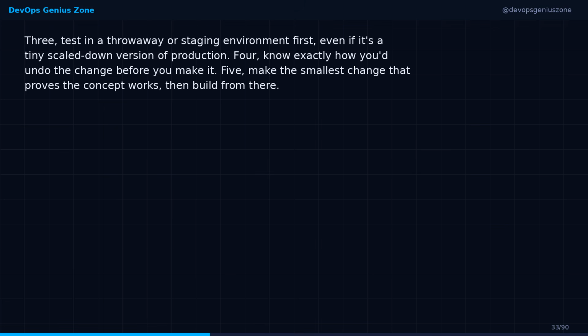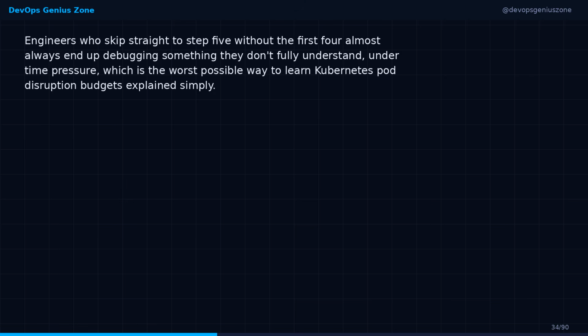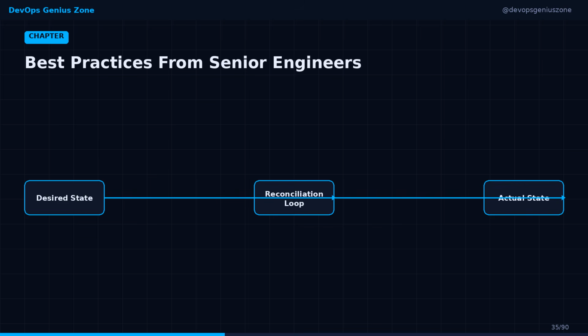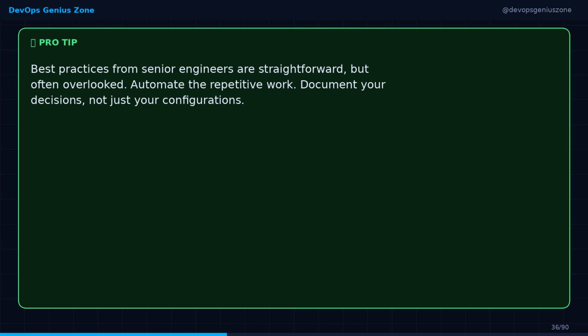Best practices from senior engineers are straightforward, but often overlooked. Automate the repetitive work. Document your decisions, not just your configurations. Test in staging before production. Monitor everything. And when something breaks, and it will, write a post-mortem and learn from it. One of the most effective habits with Kubernetes Pod Disruption Budgets Explained simply is to always ask, can I undo this in under a minute? If the answer is no, you need a better rollback plan. I also recommend setting up a dedicated runbooks repository with step-by-step recovery procedures for Kubernetes Pod Disruption Budgets Explained simply specifically.